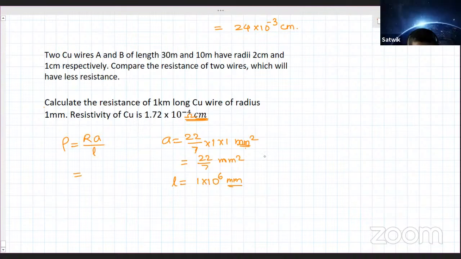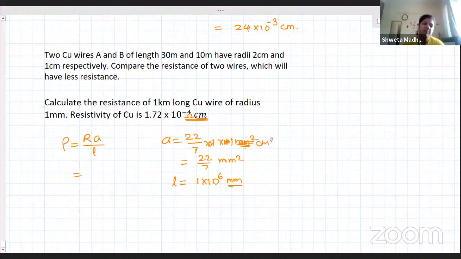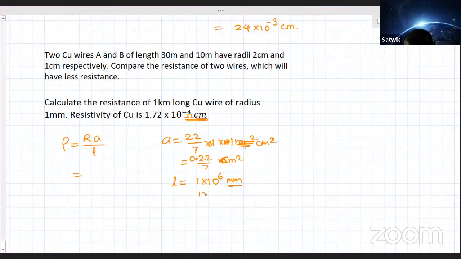Ma'am, it's 0.1 into 0.1 for area. 22 by 7 into 0.1 centimeter into 0.1 centimeter. Okay. So what will happen? 0.22 by 7 centimeter square. Then this one? 1 into 10 to the power 5.